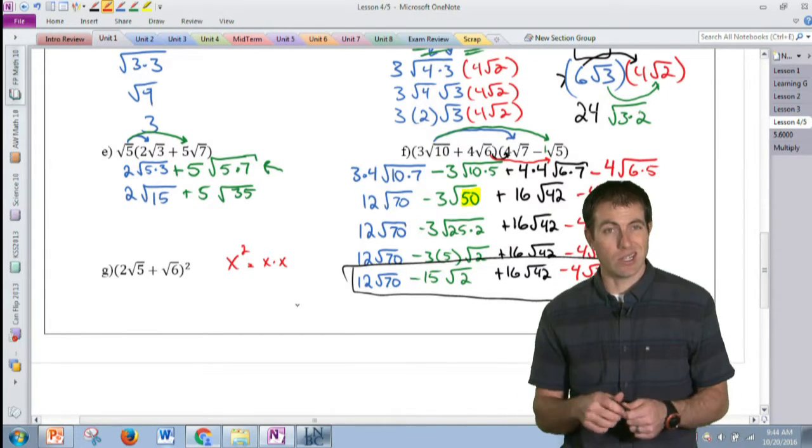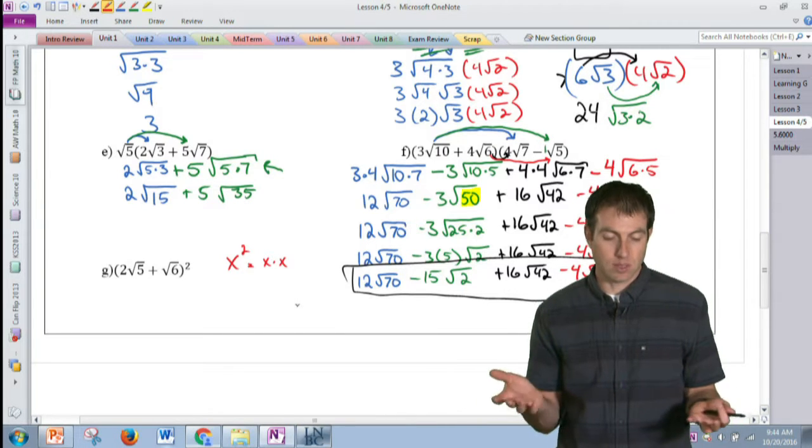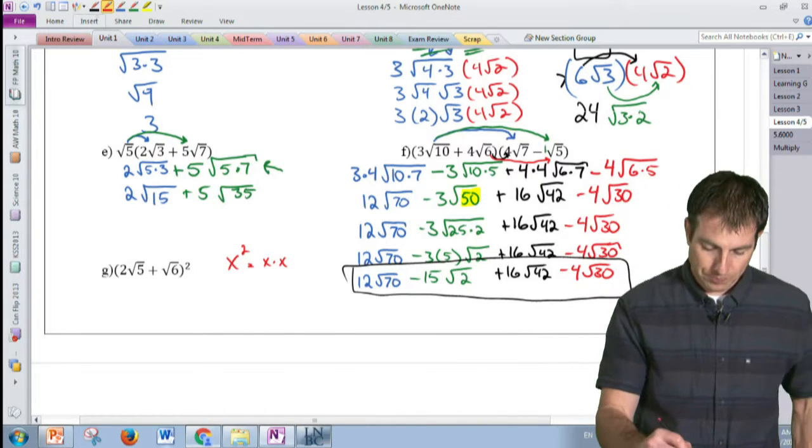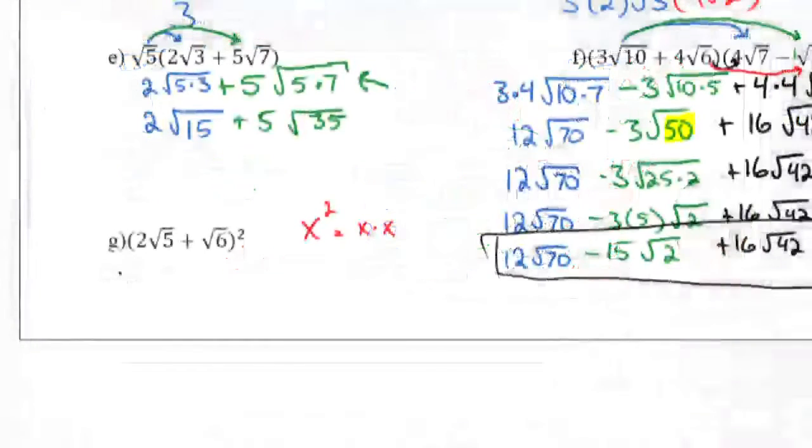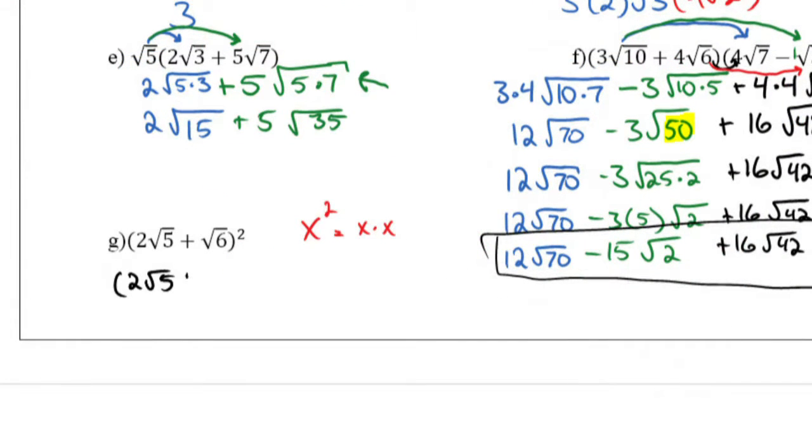If I had x squared, I just wrote the same thing twice. That's what I'm going to do here. So instead of writing it as 2 root 5 plus root 6 squared, I'm just going to write it twice. 2 root 5 plus root 6.